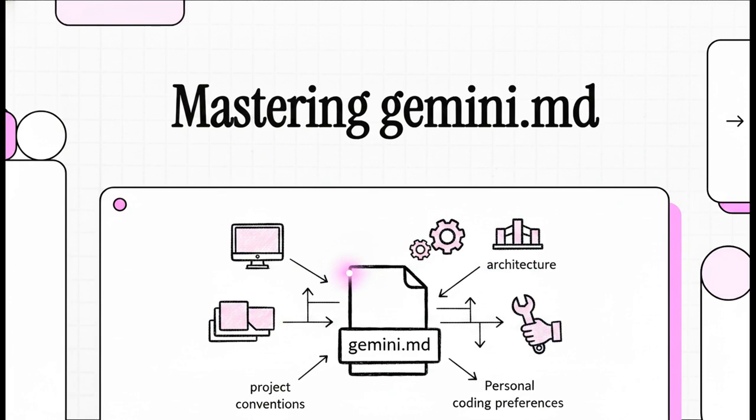Today, we're looking at one specific file, the GEMINI.md file. We're going to unpack exactly how you can use this file to instruct your AI on your specific project conventions, your architecture, and your personal coding preferences, ensuring it works exactly the way you want it to.